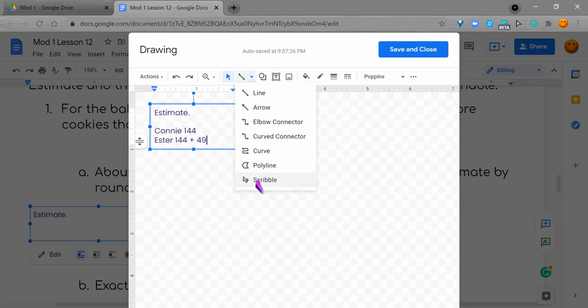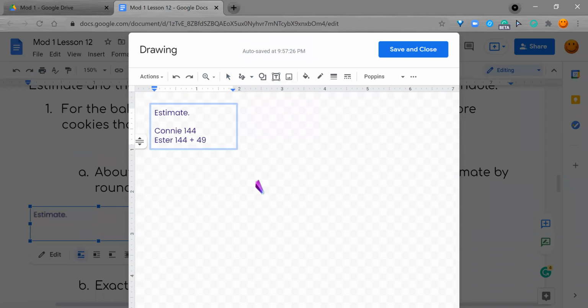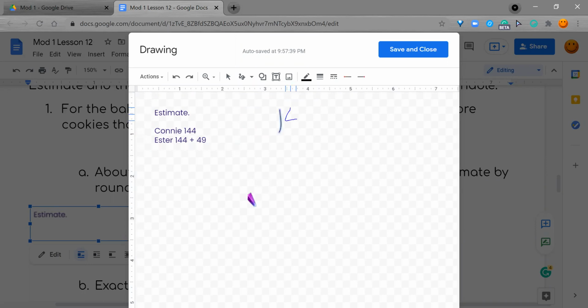I'm going to my line and going to hit scribble, and then I'm going to use my finger. First thing I want to do is figure out how many Esther did. So I'm going to round the 144. What is this 4 telling this 4 to do? Is it resting or raising? You're right, it's resting. So I'm going to put 140 there. And we know we're adding 49 to that.